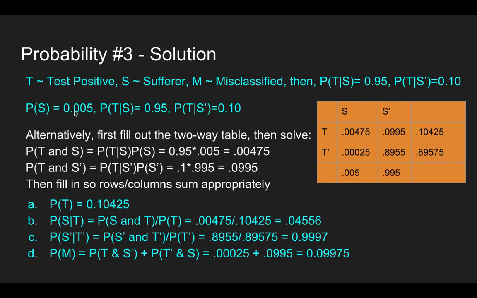So you're given the probability that you suffer from cancer, 0.005. You put that in your margin. And you have two conditional probabilities. Well, you multiply those conditionals times the P of S, and you get the joint between T and S to put there. And you do the same thing for T and not S. And you get a 0.0995 there. From here, you've got three numbers, and you can simply add and subtract from 1 to get the rest of them.